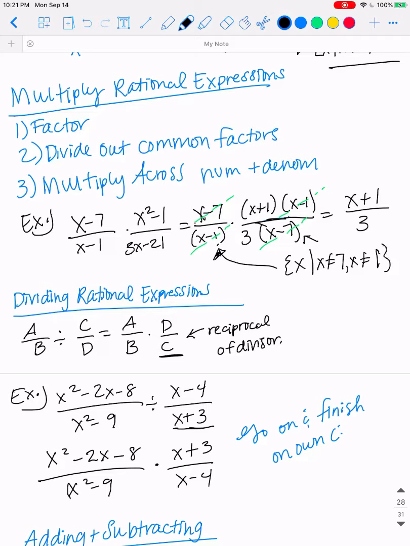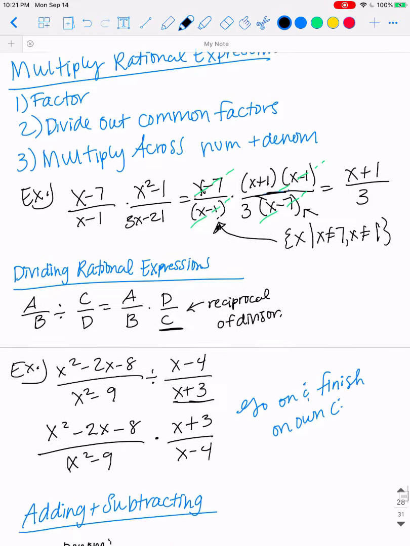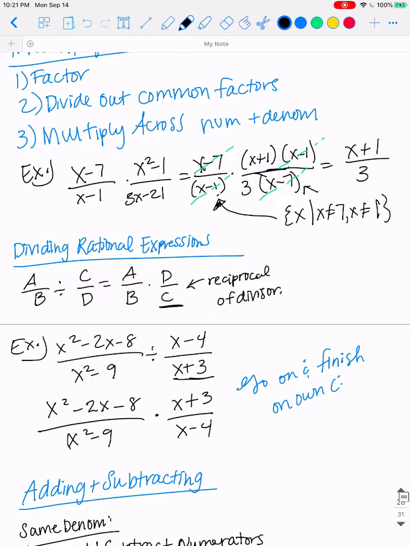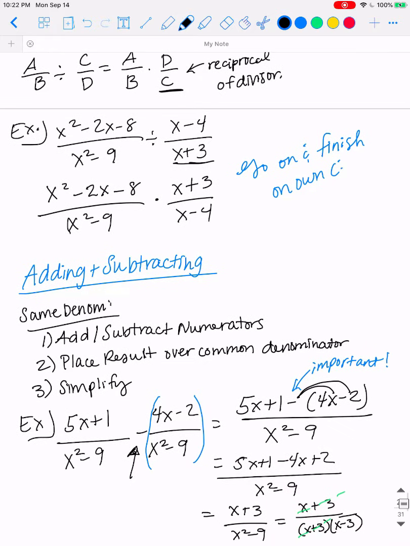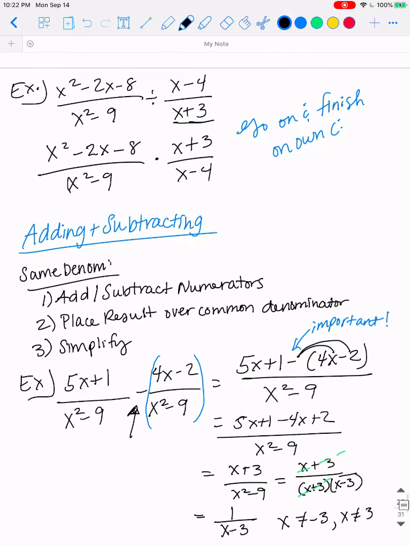And that's our domain. So in dividing rational expressions, we have a over b divided by c over d. The rule for this is flip the second and multiply. So we're going to take the reciprocal of the divisor and multiply. Here's our example. We have x squared minus 2x minus 8 over x squared minus 9 divided by x minus 4 over x plus 3. Go ahead and flip the second and multiply, and finish this one on your own. It's the same as just multiplying rational expressions.